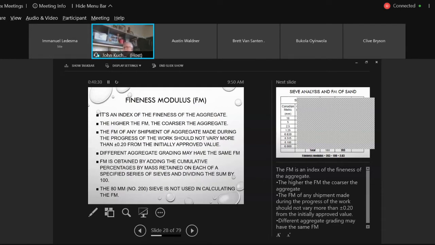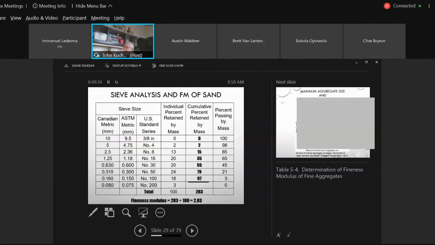We're going to look at how to calculate the FM right away, and you'll see in the next slide here. Here it is. This is why we had accumulated percent retained. You can calculate percent mass by just 100 minus 2, 98 minus 13, 85 minus 20, 65 minus 20 gives you 45, 45 minus 20. Or 100 minus 0, 100 minus 2, 100 minus 15, 100 minus 35. This is why I've always liked to do cumulative percent retained, because I need to know this number.